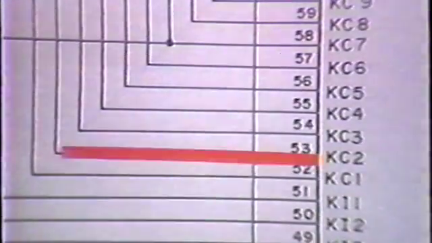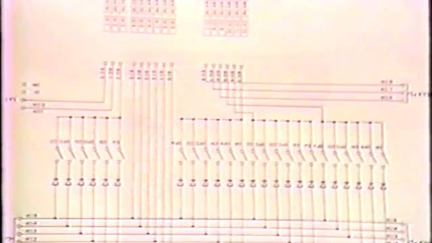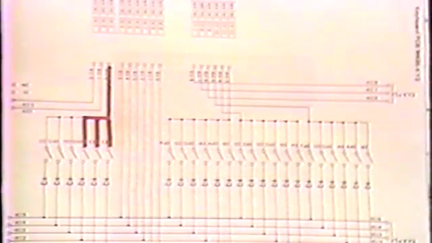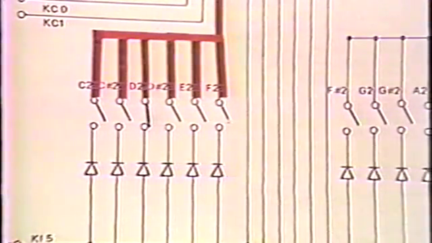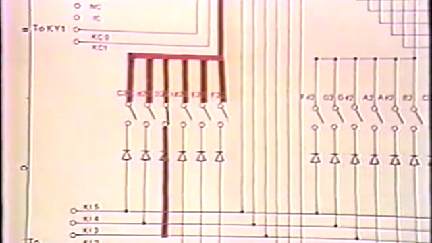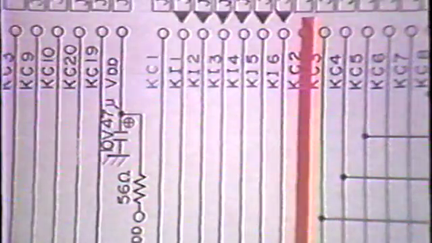Now let's try following the KC2 signal. This KC2 signal is output by the CPU and sent to PC board KY2 via PCB CN7. After entering KY2, the KC2 signal is then sent to the keys C2, C#2, D2, D#2, E2 and F2. When the D2 key is pressed, for example, the KC2 signal goes to KI3 and then returns to the CPU. When the KC2 signal returns through KI3, the CPU knows that the D2 key has been pressed.